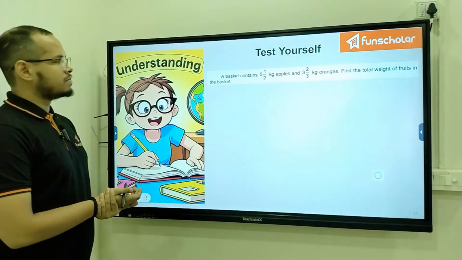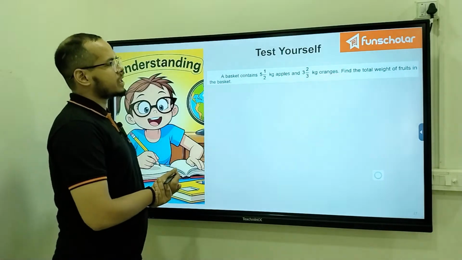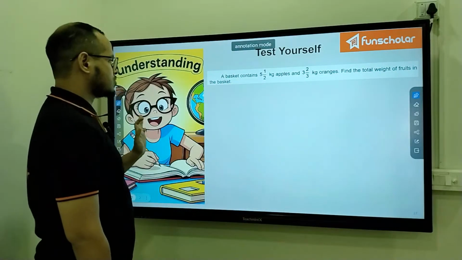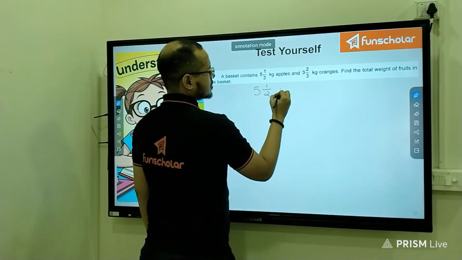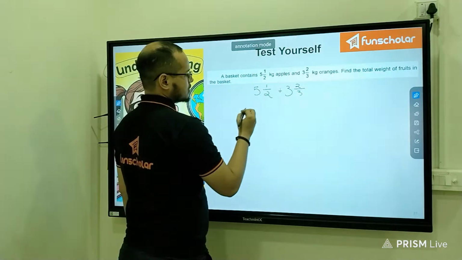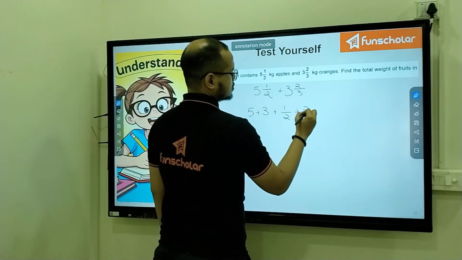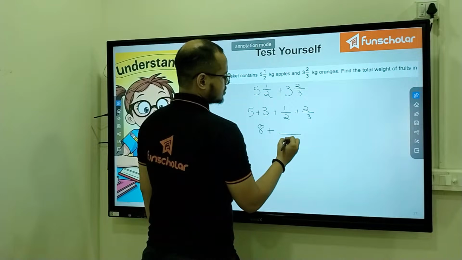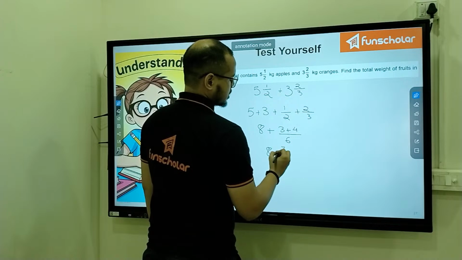Now this is a sum for you. A basket contains 5 whole 1 by 2 kgs of apples and 3 whole 2 by 3 kgs of oranges. Find the total weight of the fruit in the basket. Let me teach you a good method to solve this kind of sums. 5 1 by 2 plus 3 2 by 3. Let's take the whole portion of this sum out. So 5 plus 3 plus half plus 2 by 3. We can write this as well, right? It is going to be 8 plus, let's take the LCM of these two. So 6, so 3 plus 4. So 8 7 by 6.